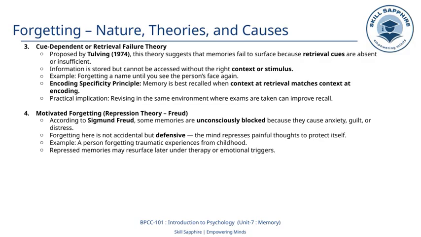One important theory is the cue-dependent or retrieval failure theory, proposed by Tulving in 1974. This theory suggests that sometimes we forget because the right retrieval cues are missing or insufficient. In other words, the information is actually stored in our memory, but we can't access it without the proper context or stimulus. For example, you might forget someone's name until you see their face again. That visual cue helps trigger the memory.